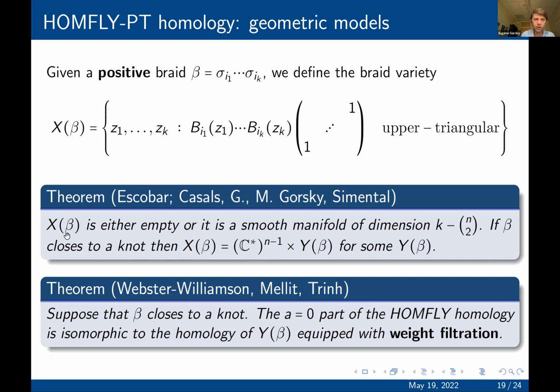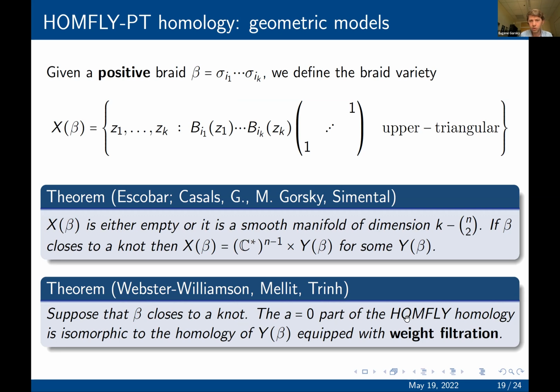Anyway, there is a very explicit variety X of beta, and then you can quotient by C star to some power if you want. And then a big result here is the work which started a while ago by Webster and Williamson. They didn't phrase it this way, and then Anton Mellit rewrote it essentially in this way. And in the meantime, Trinh finished the proof that if your braid closes to a knot, and I'm lying a little bit about this negative half twist, but it's fine. You can ask me for details.